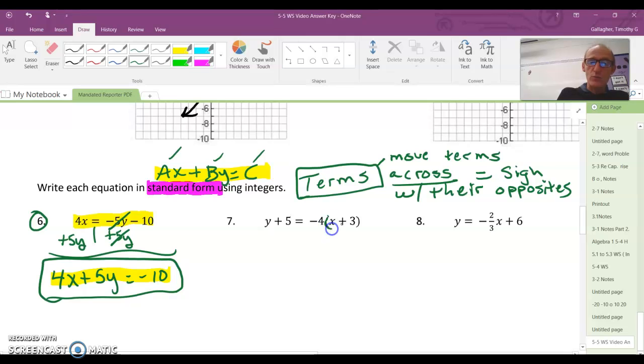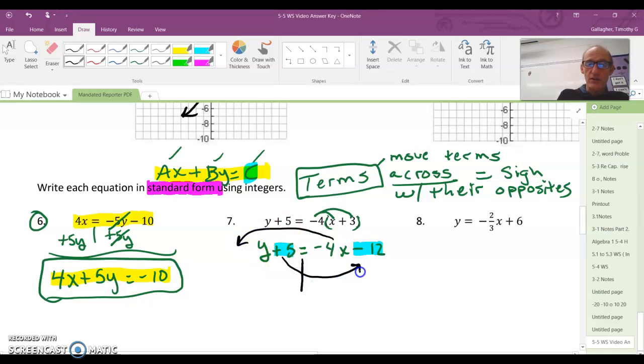We see we have parentheses here that we have to use a distributive property on. So I write y plus 5 equals negative 4x minus 12. Now, these two terms are going to be that c on the right-hand side of this equal sign. Okay? So I have to move the 4x over here, and I have to move the 5 over here. Okay, so I'm going to add the 4x, and I'm going to subtract the 5.